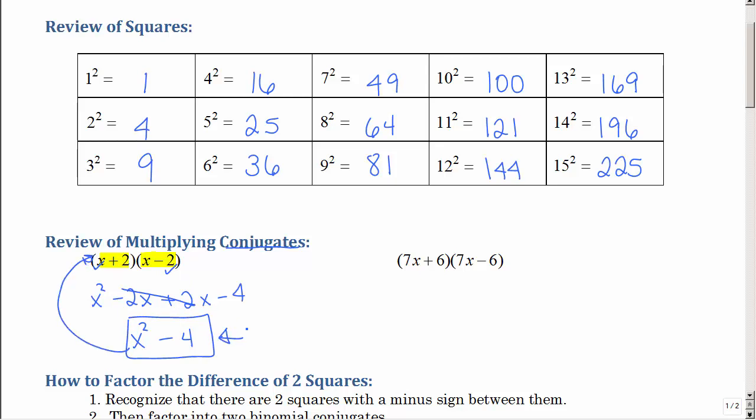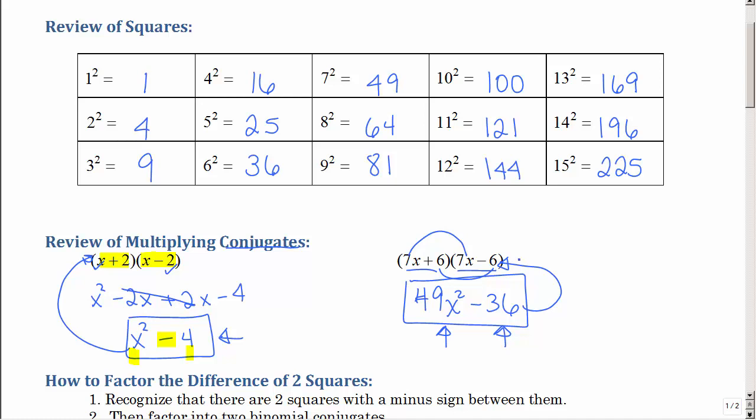So this is what's called the difference of two squares. Difference meaning minus sign, and of course, we have two perfect squares that are subtracted. Alright, so if I multiply this, let's do it the fast way. We would multiply the first one, so 7 times 7 is 49, and we'd have x squared. Then we'd have minus 36. So again, we have the difference of two squares, a minus sign, and then two perfect squares. And that came from multiplying conjugates.